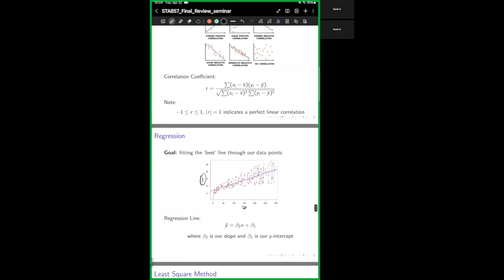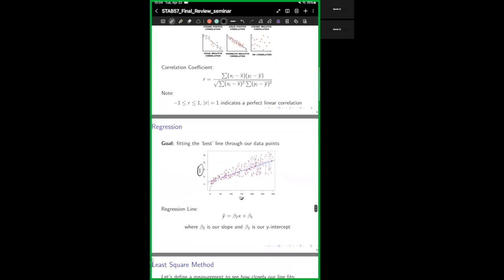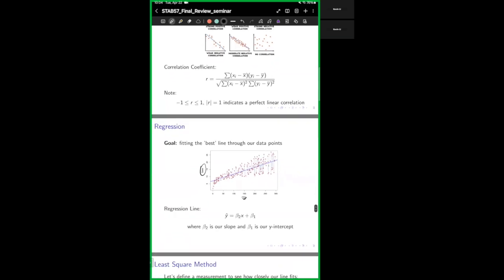So this regression line will obviously take the form of y equals mx plus b, as all lines do in two-dimensional space. This regression line is y hat, which is our fitted line, our predicted value, equal to beta 2 x plus beta 1. This one is equivalent to the y-intercept, as with y equals mx plus b, and this one over here is the slope of the line.